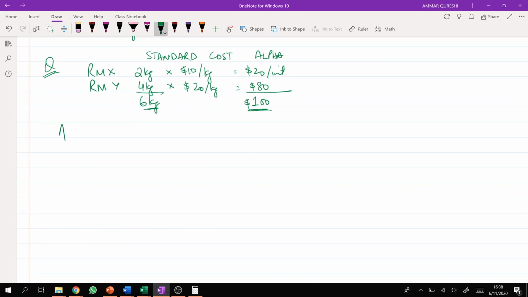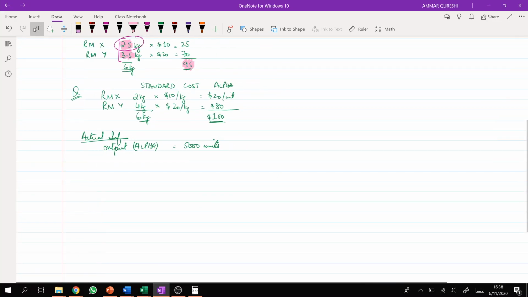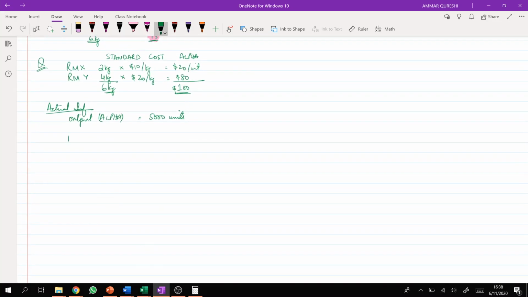Now what actually happened is, suppose the actual information suggests that the output of product alpha was around 5,000 units, and the company used raw material X and raw material Y. The company overall used approximately 32,000 kilograms of raw material, right? This is the usage.